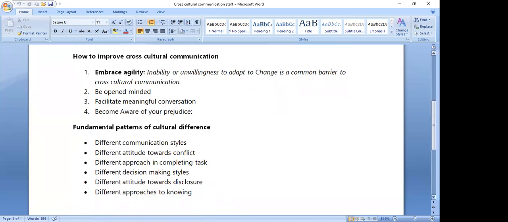So going through to fundamental patterns of cultural difference. There are things we must understand about human beings. Number one, we must understand that there are different communication styles. People's communication styles are based on their background. There are people who are aggressive communicators, and there are people who are soft, I would say soft communicators. I wouldn't say aggressive. They are soft communicators. They speak softly and calmly.